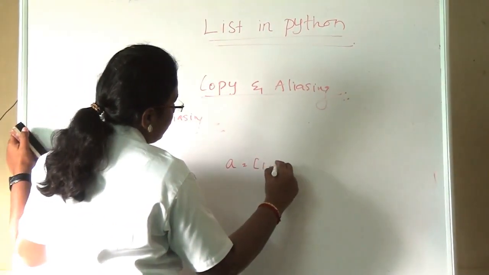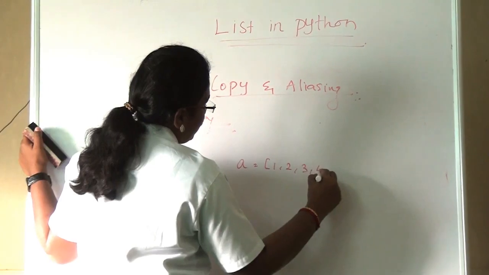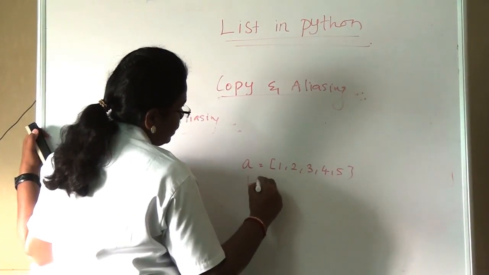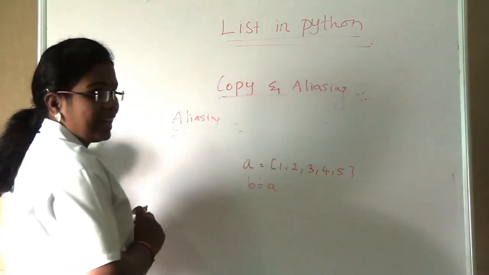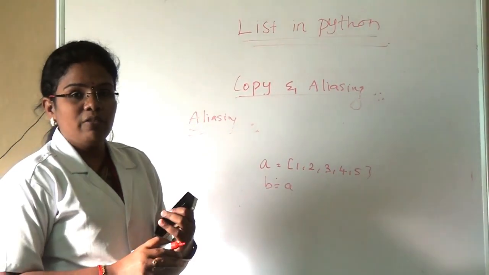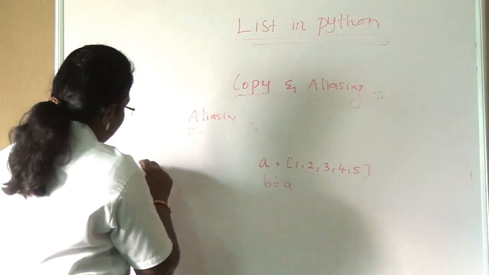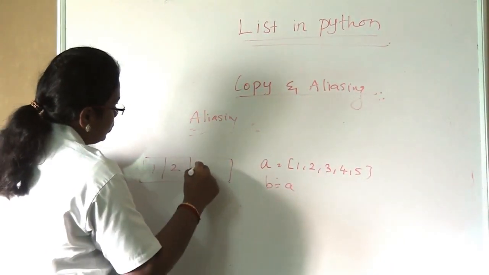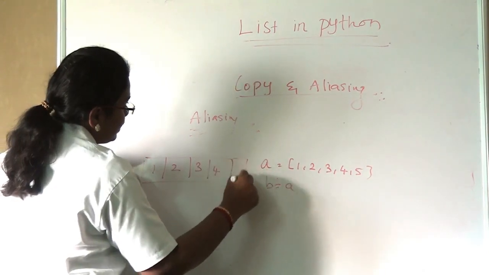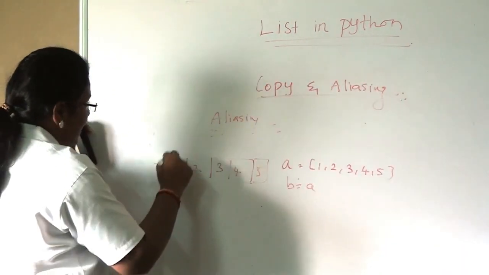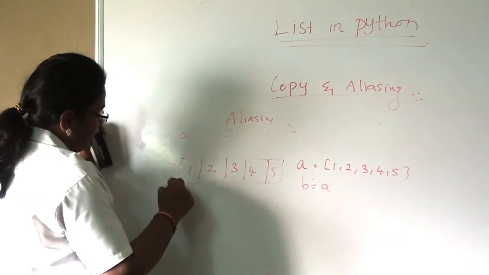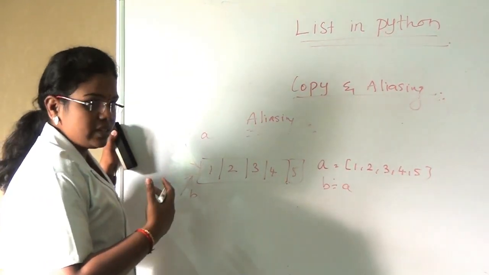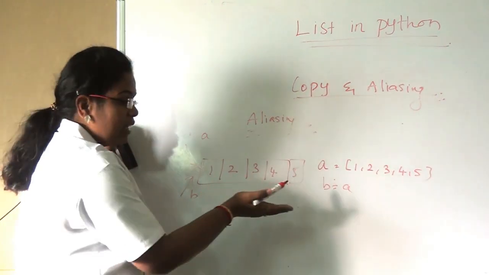A equal to 1, 2, 3, 4, 5. B equal to A. By using the equal to operator, I can have different names for the list. Both are referring to the same memory address. That is the beauty of aliasing. If I make any changes to list A, that will be reflected in B.